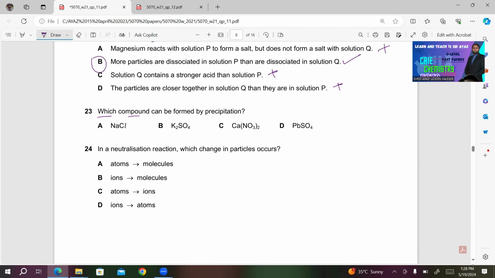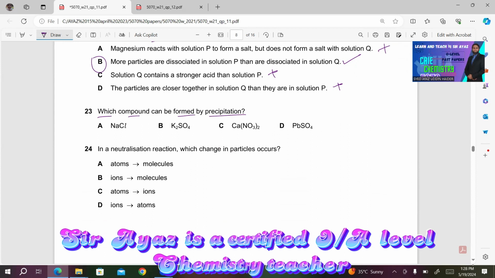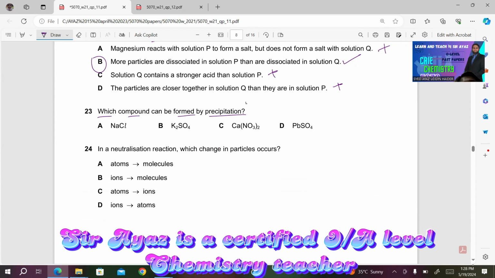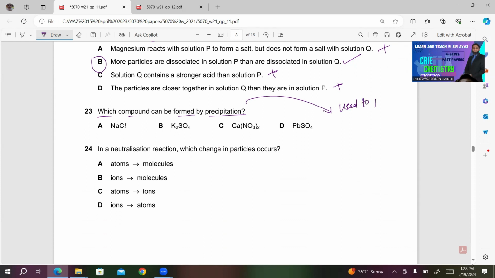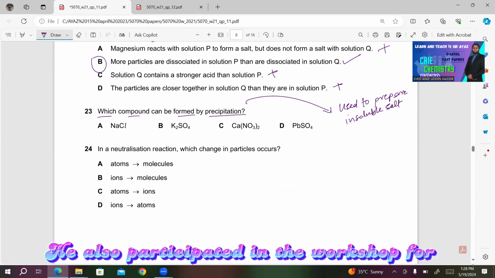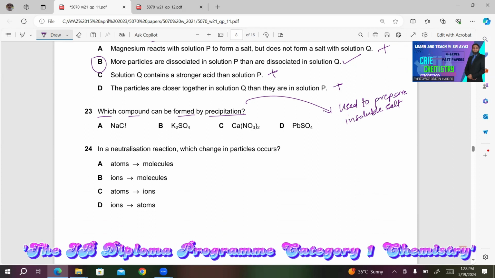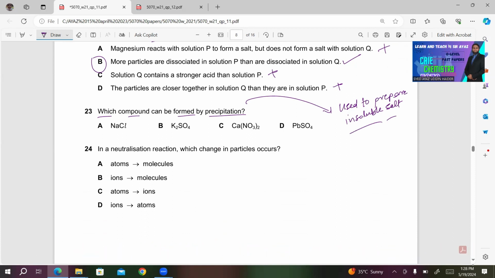23. Which compound can be formed by precipitation? So a precipitation reaction is used to prepare insoluble salt. When you mix two soluble salts, or one soluble salt with an aqueous solution of acid, you will get one soluble and one insoluble salt. Basically, this is used for the preparation of insoluble salt. So let's see which of these are soluble and insoluble.